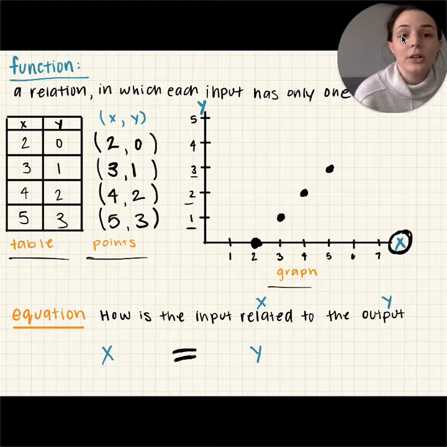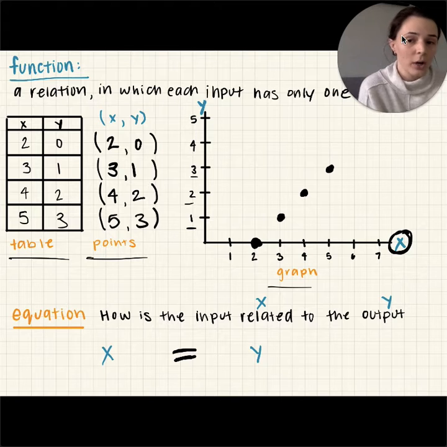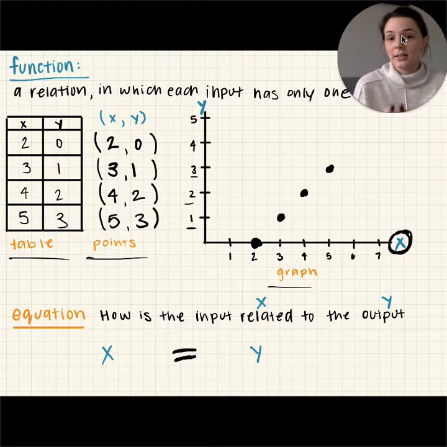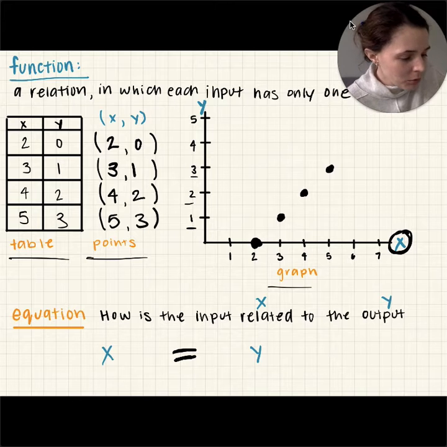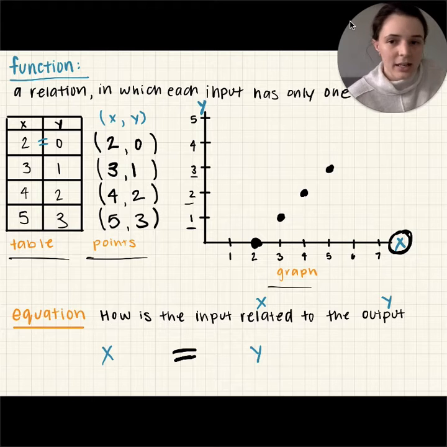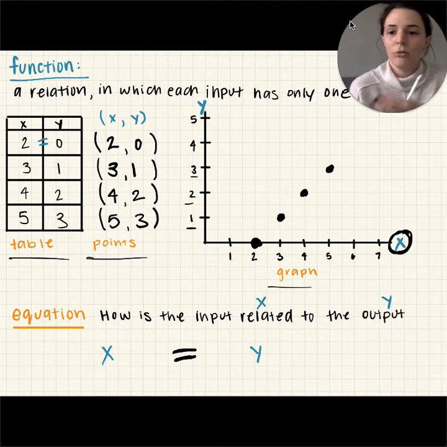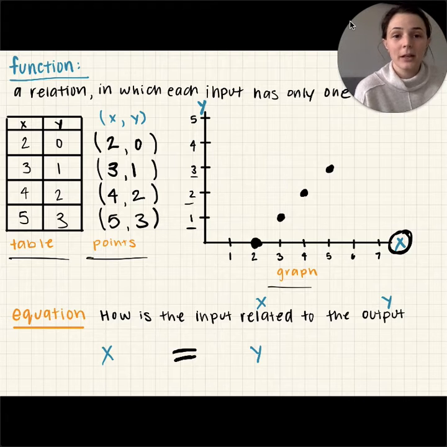And I left all that extra room because we're going to have to put some numbers into this equation as well. We'll have to do that because if we left the equation just like this, x equals y, that would mean that our x value would always be equal to our y value. And that's not true. 2 is not equal to 0. 3 is not equal to 1. 4 is not equal to 2, right? So to say that x equals y is not true.